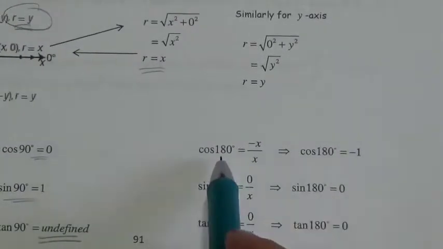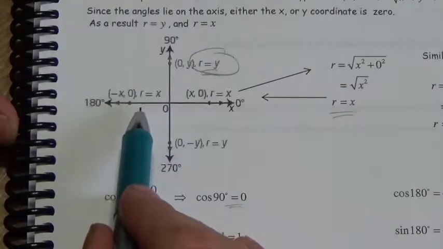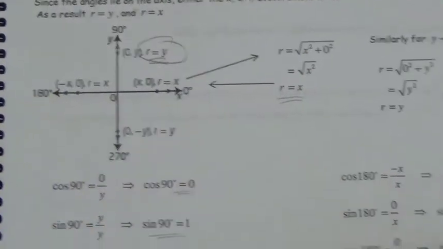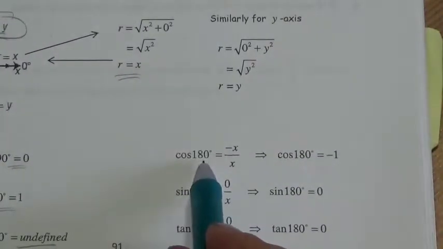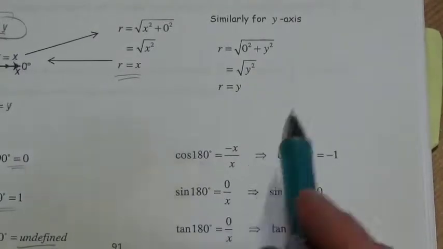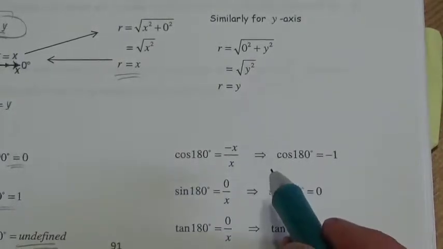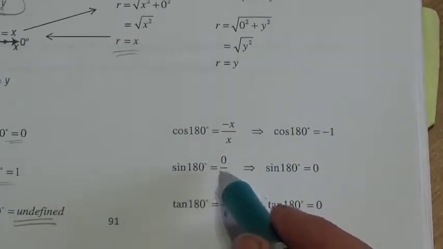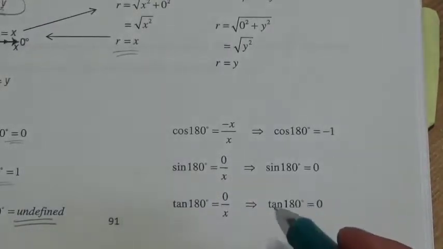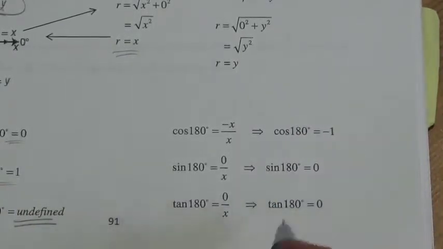Just like over here at 180 degrees, r and x are identical. And now look at the value here. You're getting negative x comma 0. That's the point right there. So the cosine of 180 would be negative x over x. The x's cancel. You're going to get negative 1. That's because, again, the r value is the same as x. Sine would be y over r. So in this case, it would be 0 over r, or x in this case. Sine of 180 is 0. Tangent of 180 would be y over x, and in this case, y is 0. So 0 over x, 0.